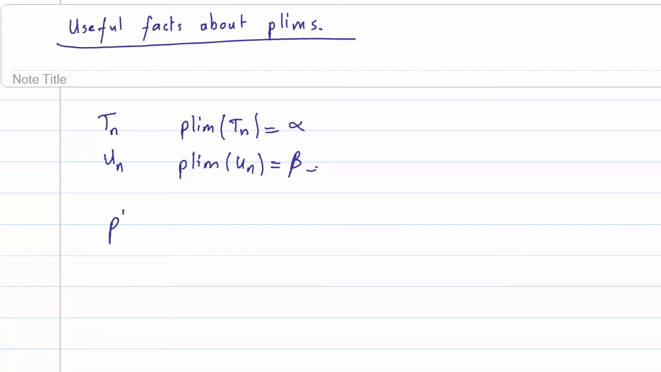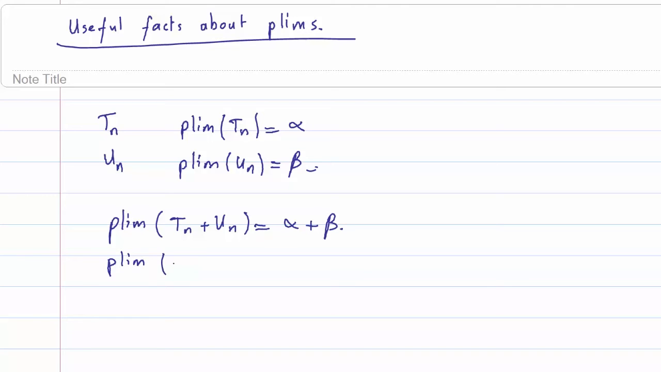So the probability limit of Tn plus Un will actually be alpha plus beta. So that's already the case with, for instance, the expectation. The expectation of a random variable plus another random variable is the sum of the expectations. The probability limit has the same property, but it has other properties that the expectation doesn't have.